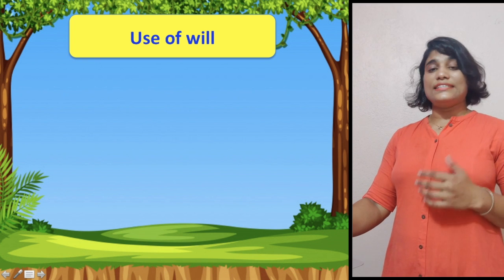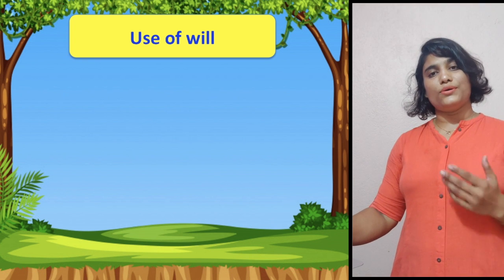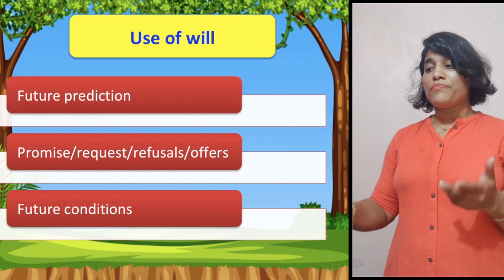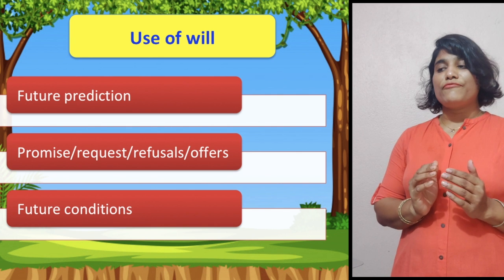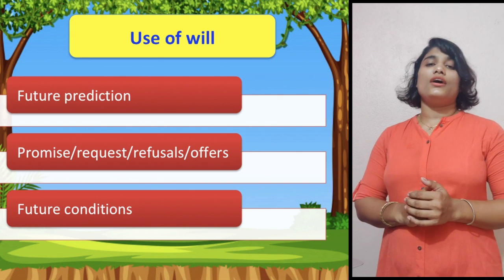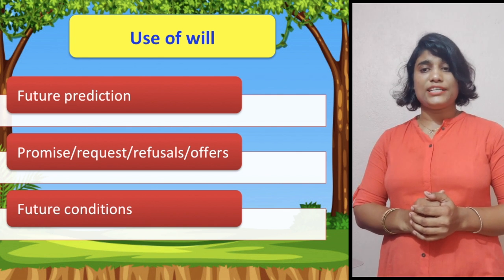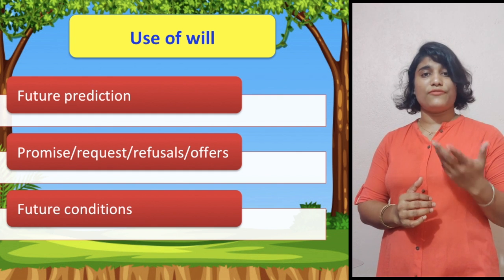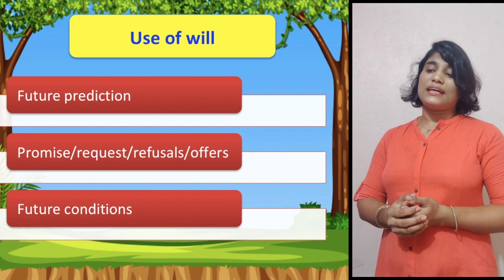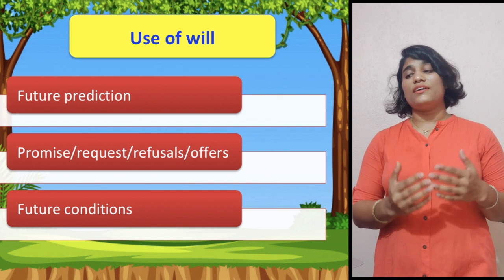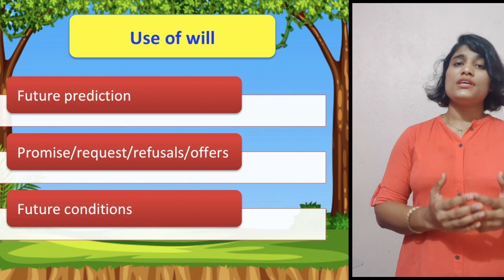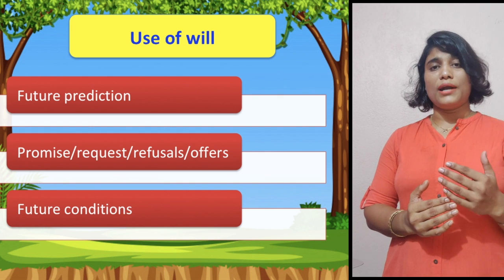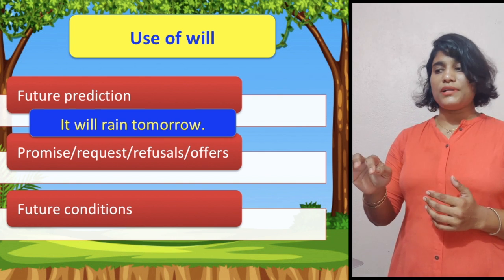Now, let's discuss where we use will, in which areas we use it. First is to say a future prediction. Then to show a promise, request, refusal, or order, or sometimes to talk about a future condition. You may use future tense and the auxiliary verb will. Let's see some examples now.